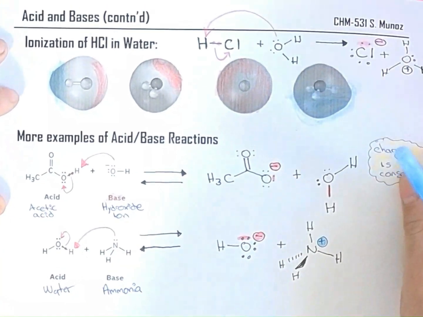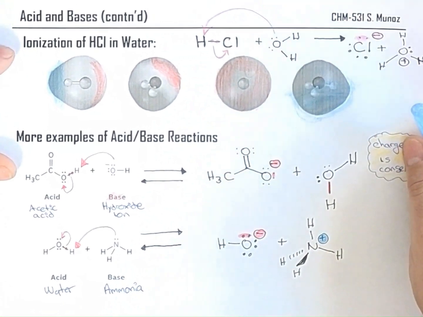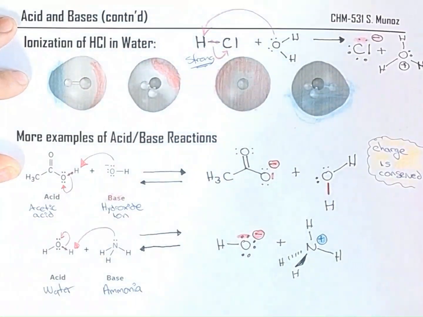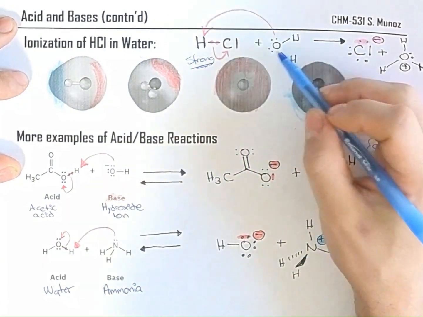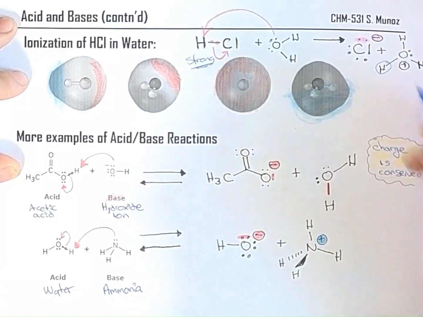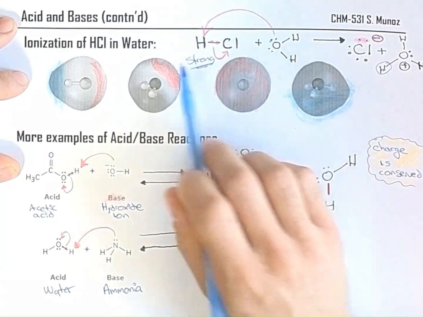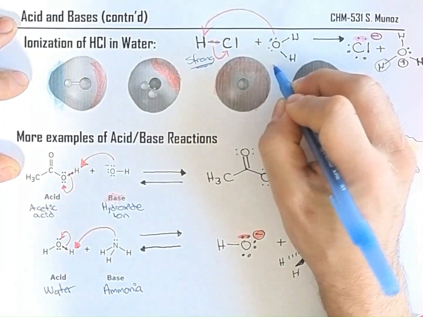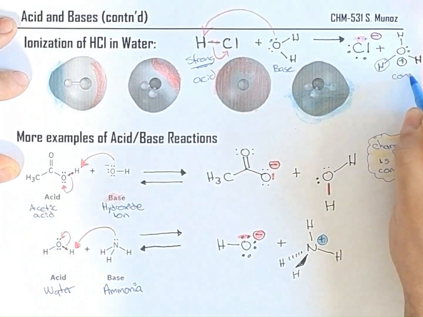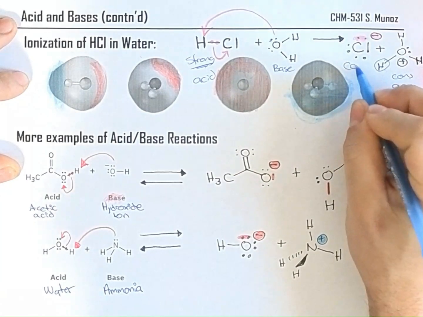Now, if we look at a textbook example, the ionization of hydrochloric acid. This is a strong acid, and in water it will dissociate. And water is acting as a base, and it will accept the proton from hydrochloric acid. And what's going to form? This is now the base. This is now the acid. Now this is our conjugate acid, and chloride is our conjugate base.